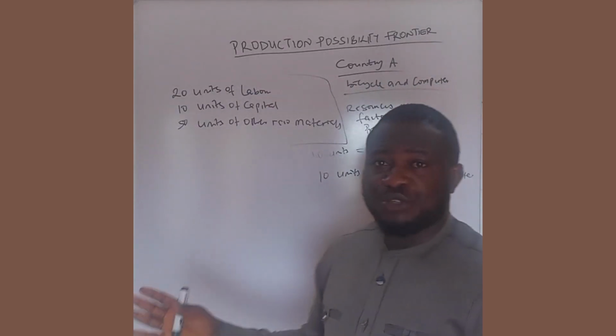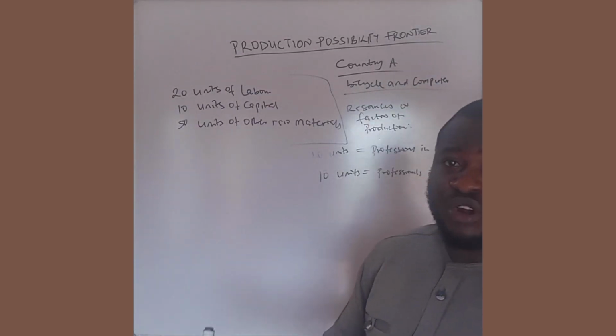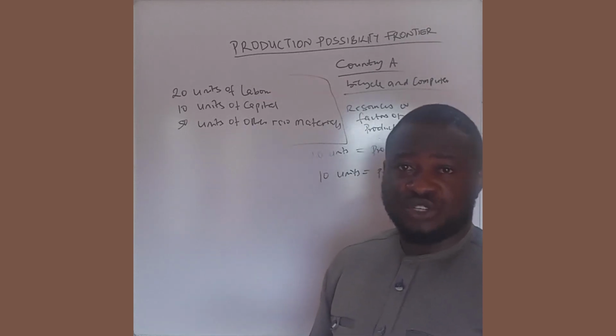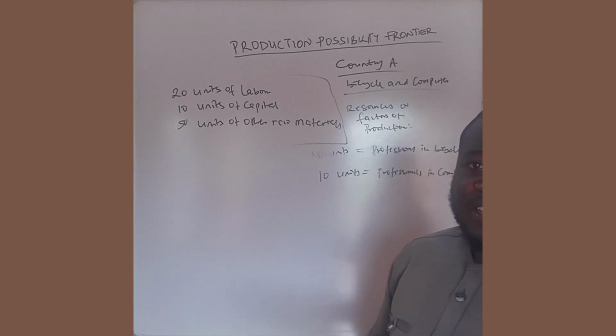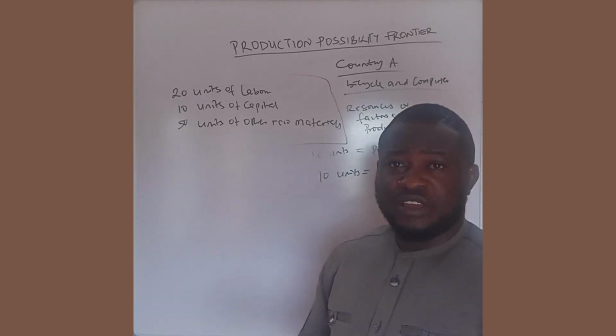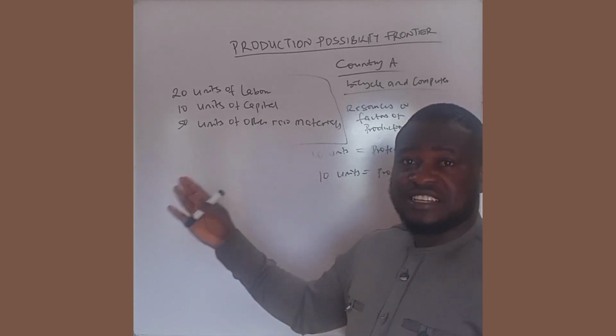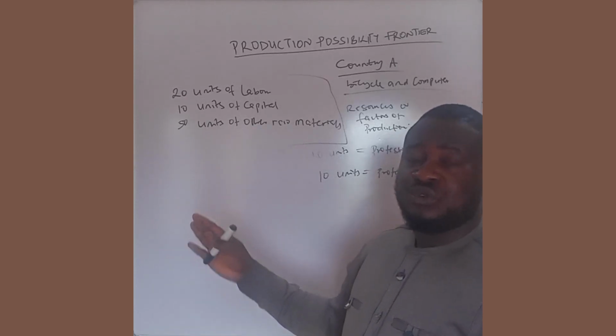Given these assumptions, we can proceed to derive what is known as the production possibility schedule, which, like I said earlier, is the tabular representation of the various combinations of goods and services that an economy with the characteristics I have mentioned above would produce.